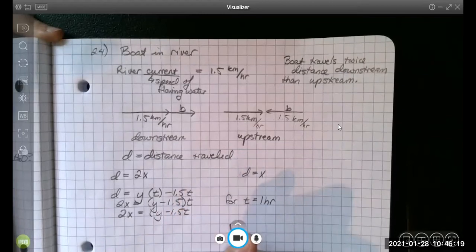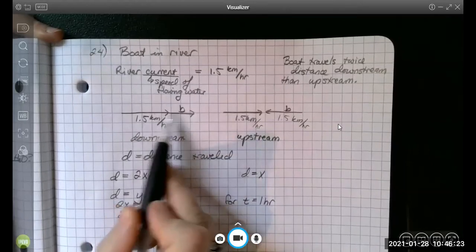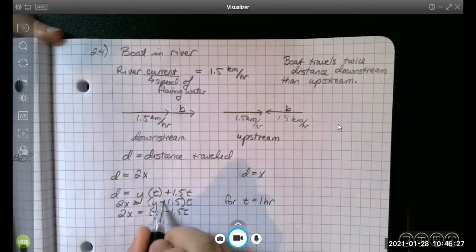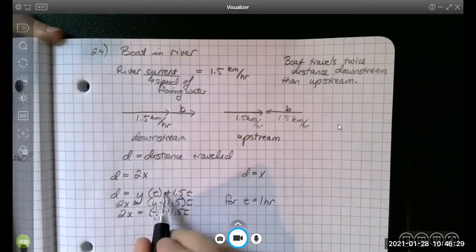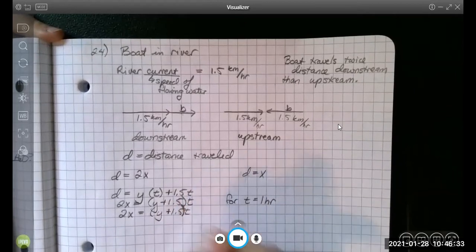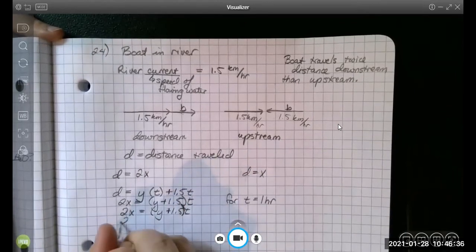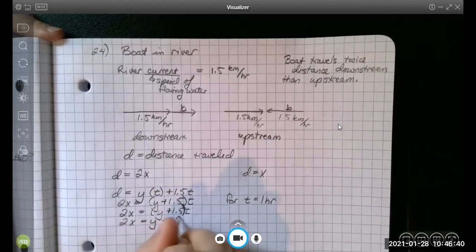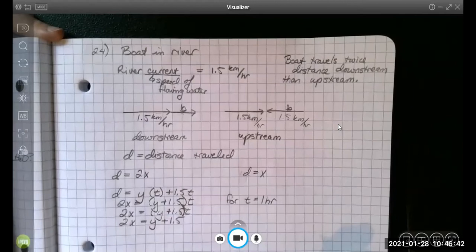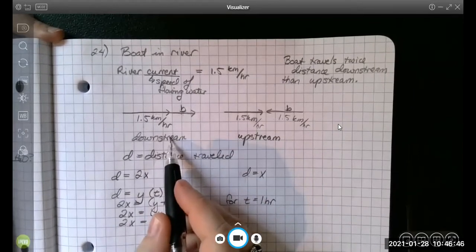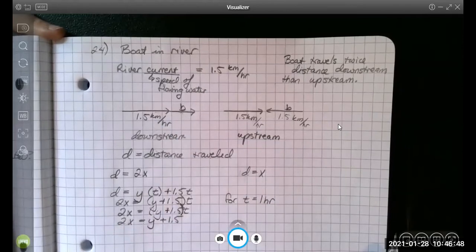Oh, I did something funky. So downstream, we add these because they're in the same direction. That should be plus that, plus that, plus that. Minus 1.5t would be for this one. We have this. So now I have 2x equals y plus 1.5. Okay, so this is our first equation. This is the downstream working with the current equation.